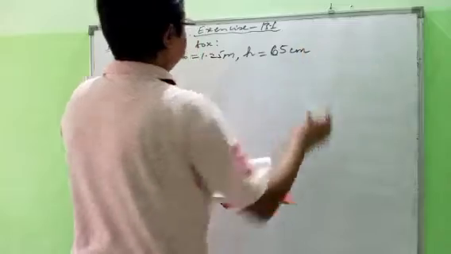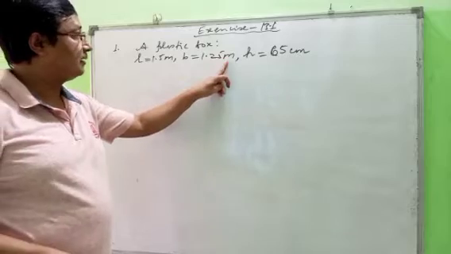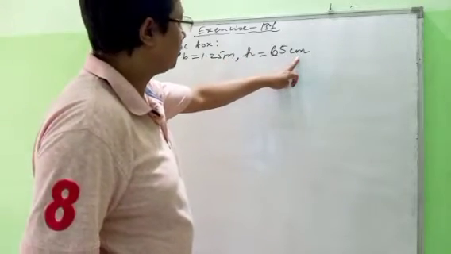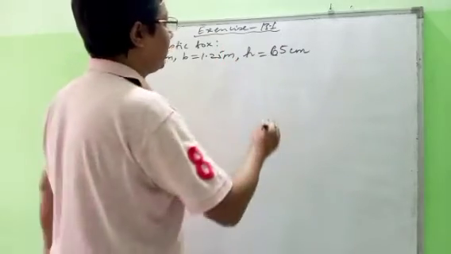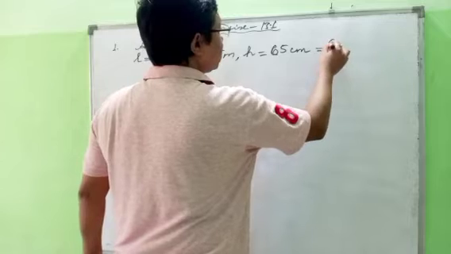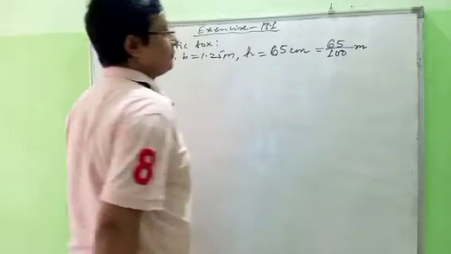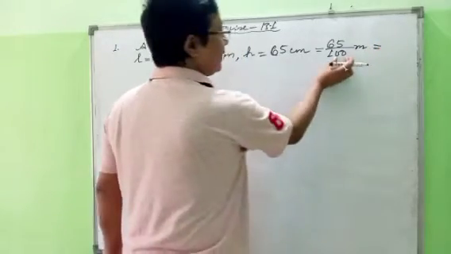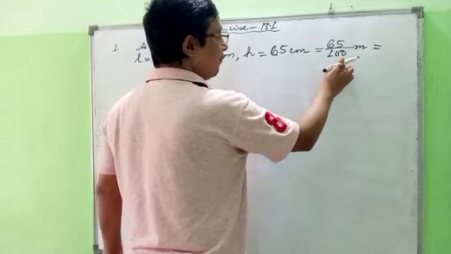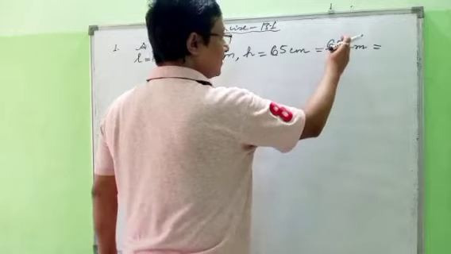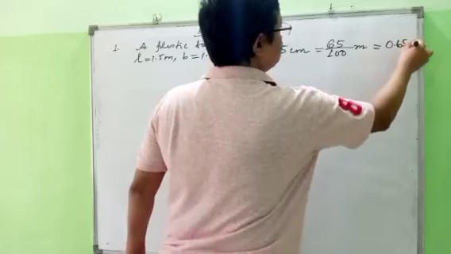So height equals 65 centimeter. Now here the length and the breadth are given in meter, but the height is given in centimeter. So you are going to convert the centimeter into meter. For this, you just divide by 100. So 65 divided by 100 will be in meter. Here the number of 0 is 2. If you divide 65 by 100, the decimal point will move 2 places towards the left side. So it will be 0.65 meter.